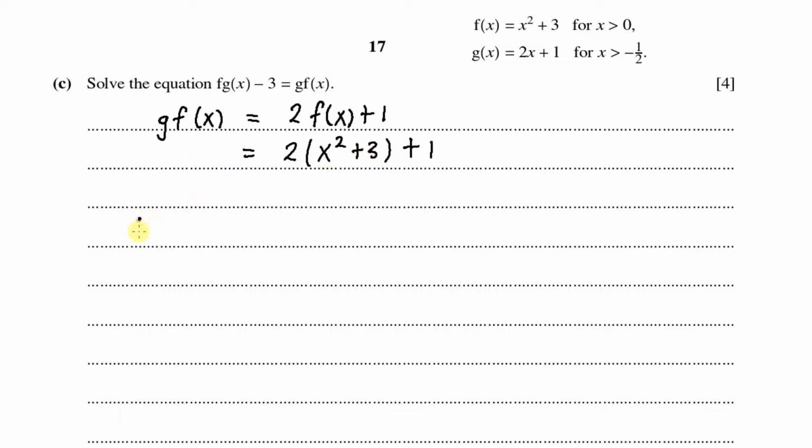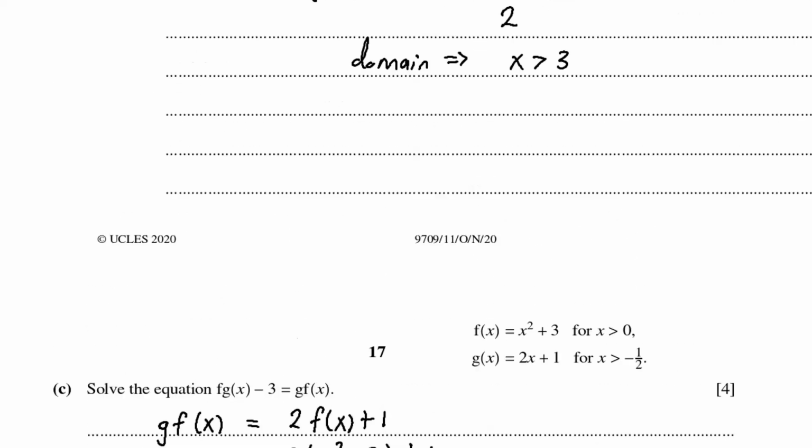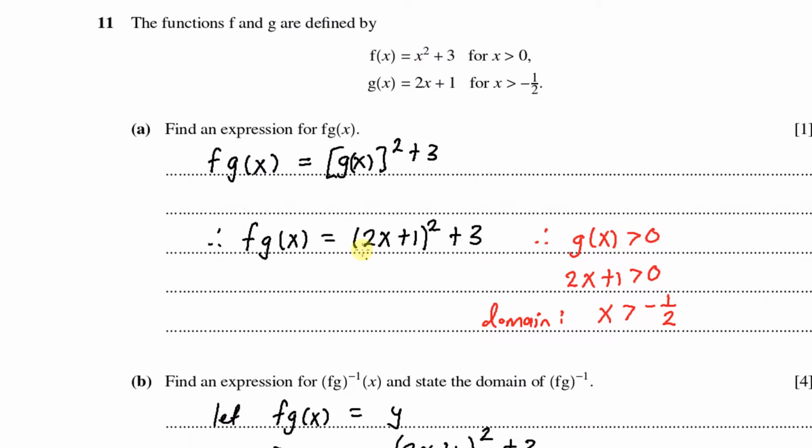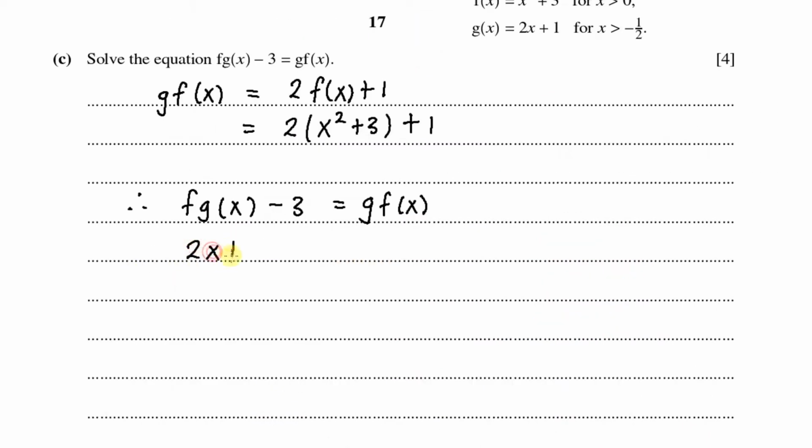So when we say f of g of x minus 3 is equal to g of f of x, we're saying f of g of x, we got it to be 2x plus 1 squared plus 3. So that's 2x plus 1 squared plus 3, and that's going to be minus this 3 is equal to g of f of x, which is 2 of x squared plus 3 plus 1.